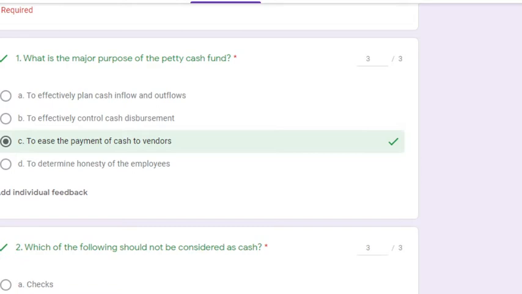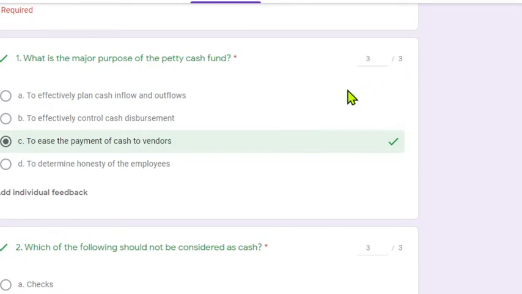So that is impractical. So para mas maging efficient yung operation, nagki-create ng petty cash fund so as yung mga maliliit or petty expenses ay kukunin na lang sa iisang fund. So normally merong isang cash box tapos nakalagay doon yung pera. So, yun ang major purpose ng creation ng petty cash fund, to be able to dispense the money para doon sa mga petty expenses. So, isa-isahin natin yung choices.